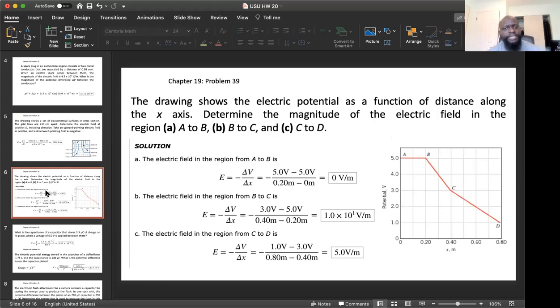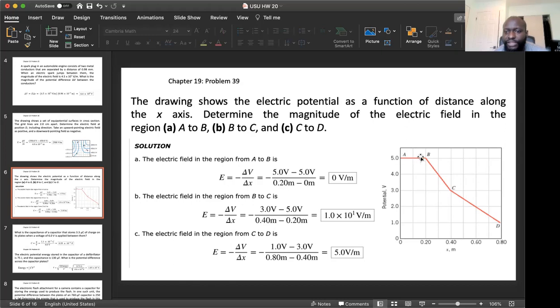The next problem is chapter 19, problem 39. It says the drawing shows the electric potential as a function of distance along the x-axis. Determine the magnitude of electric field in the region A to B, B to C, C to D. So electric field is change in V over change in X with a negative sign. Is that okay? So here we have change in V.